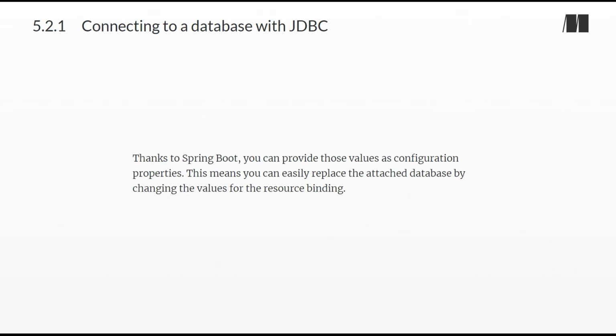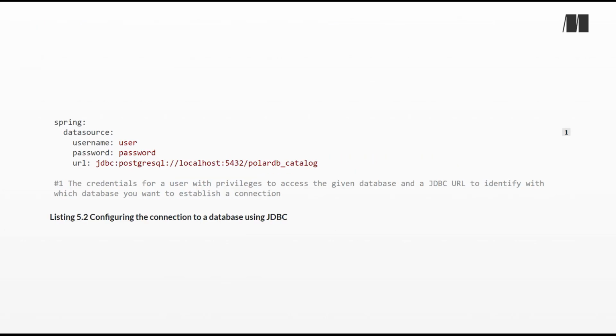Thanks to Spring Boot, you can provide those values as configuration properties. This means you can easily replace the attached database by changing the values for the resource binding. Open the application.yml file for the Catalog Service project and add the properties for configuring the connection with PostgreSQL. Those values are the ones you defined earlier as environment variables when creating the PostgreSQL container. Listing 5.2, Configuring the connection to a database using JDBC.